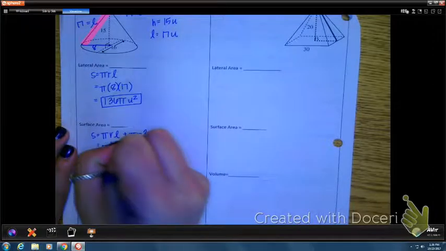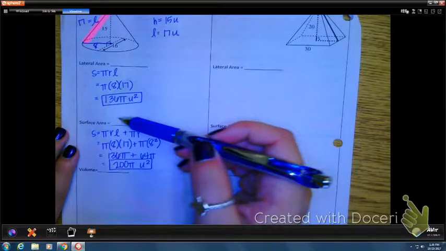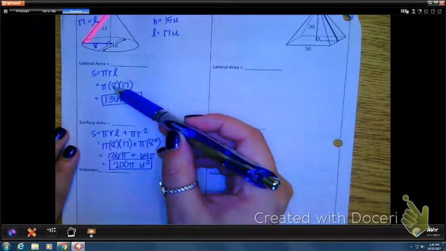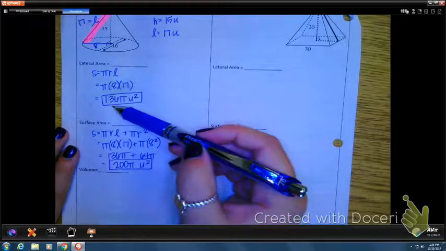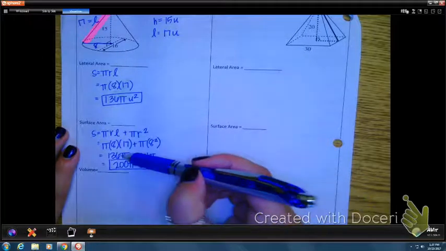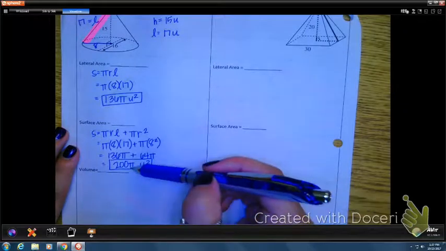On your skills check, a couple of you guys were losing your pi or forgetting to put it back in place. Okay, after you multiply, pi doesn't just disappear. Make sure you bring it back. After you add, okay, pi doesn't just disappear. So make sure you include pi in your answer.